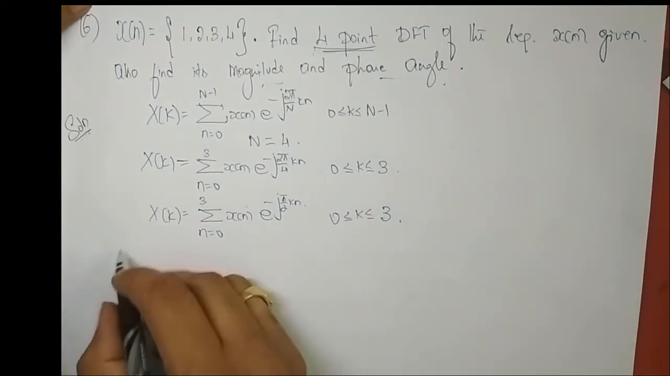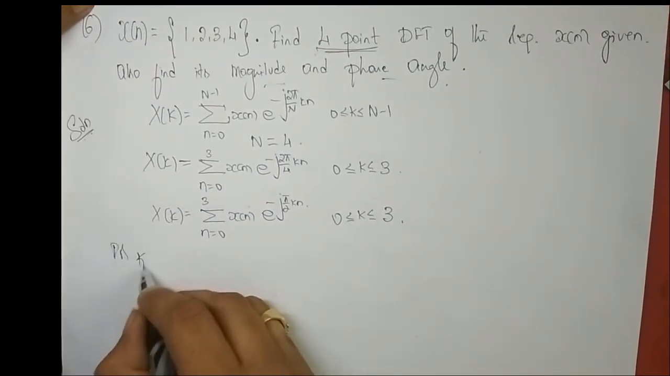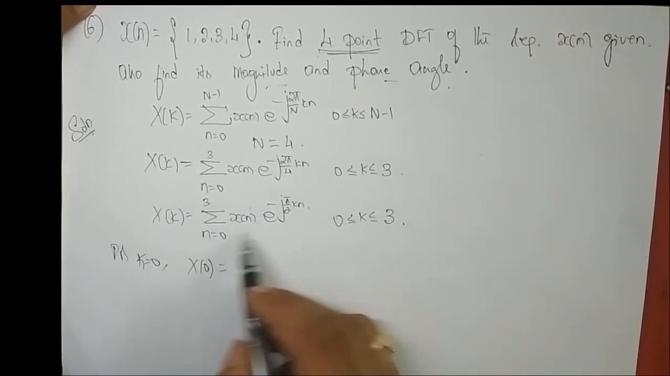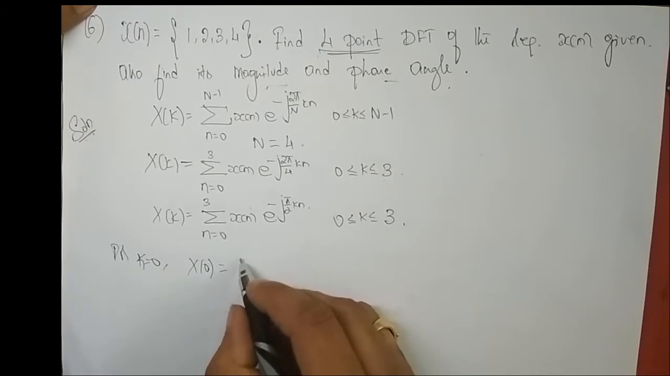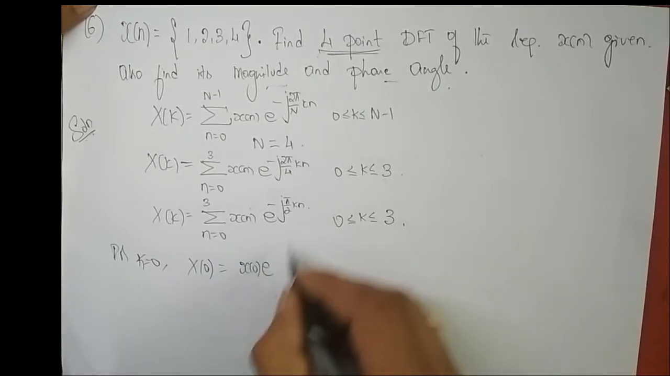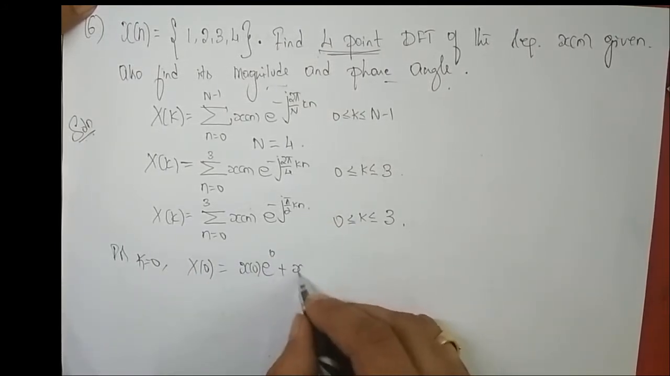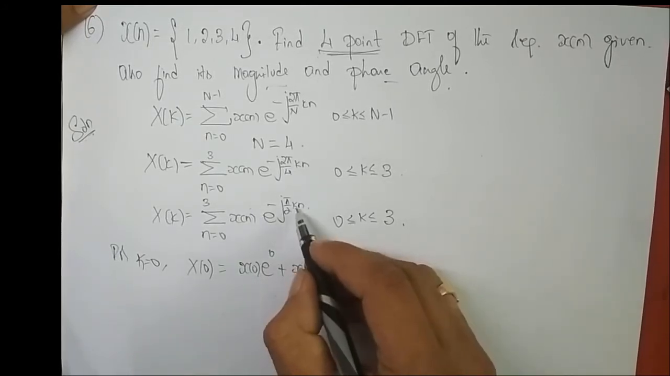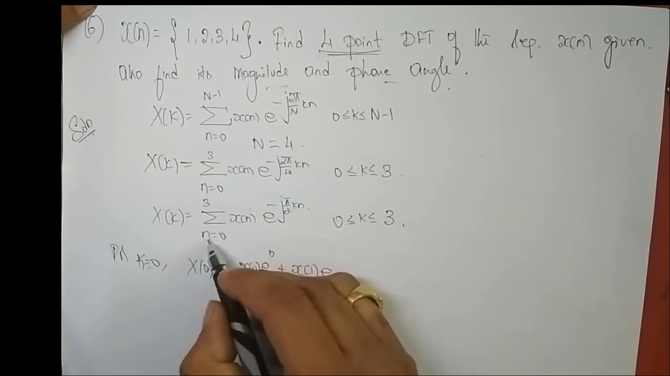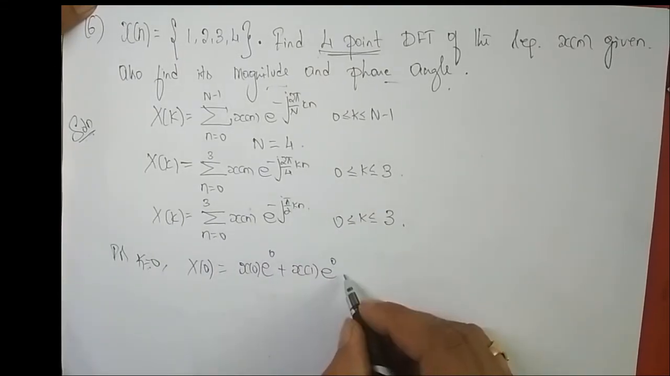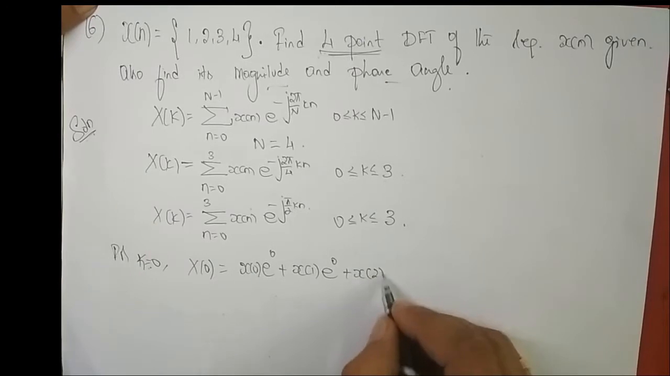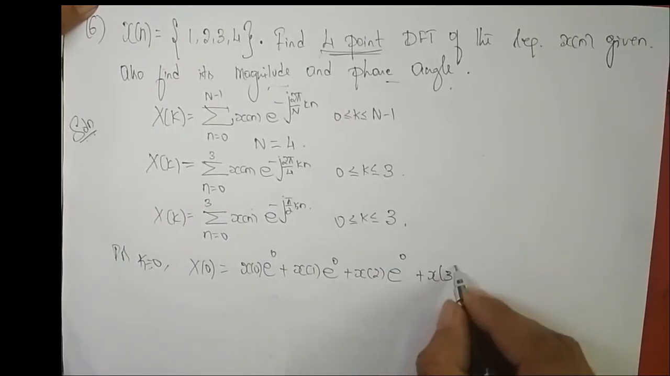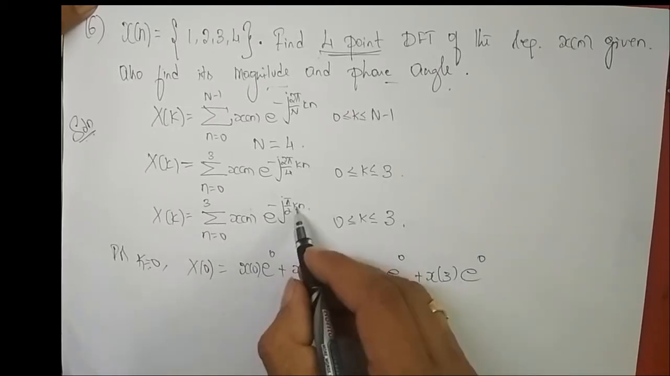Now we'll give values for k. For k equal to 0, X of 0 is equal to, now give values for n. When n equal to 0, it is x of 0 into e power 0, plus when n equal to 1, x of 1 into e power 0, since k is equal to 0 everywhere, whatever the value of n. Plus x of 2 into e power 0, because k is 0, plus x of 3 into e power 0, again because k is 0 here.